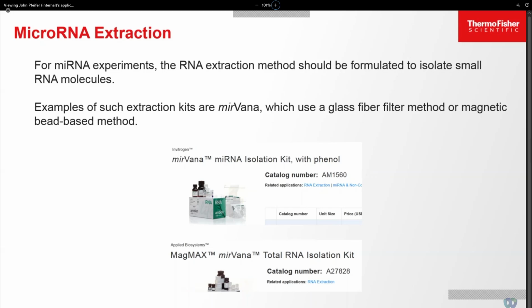Some examples here are called mirVana, and there are different versions of mirVana. There's the glass fiber filter method and the magnetic bead-based separation method.